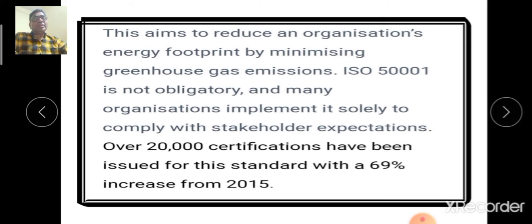Over 20,000 certifications have been issued for this standard, a 69% increase from the year 2015.